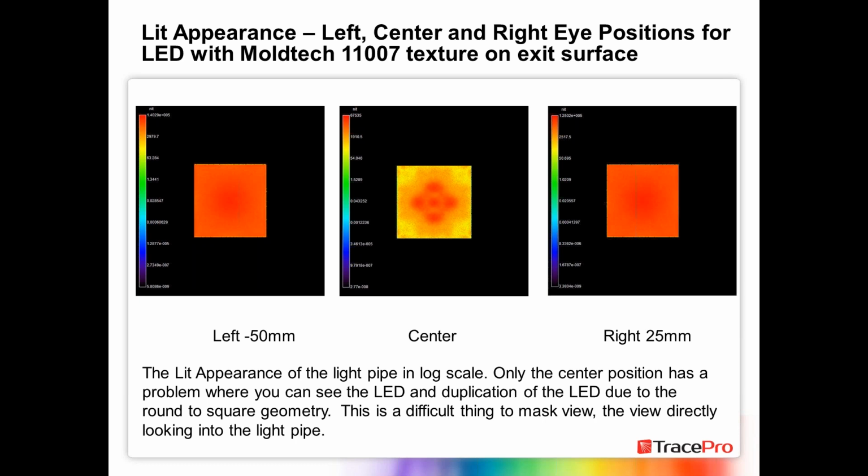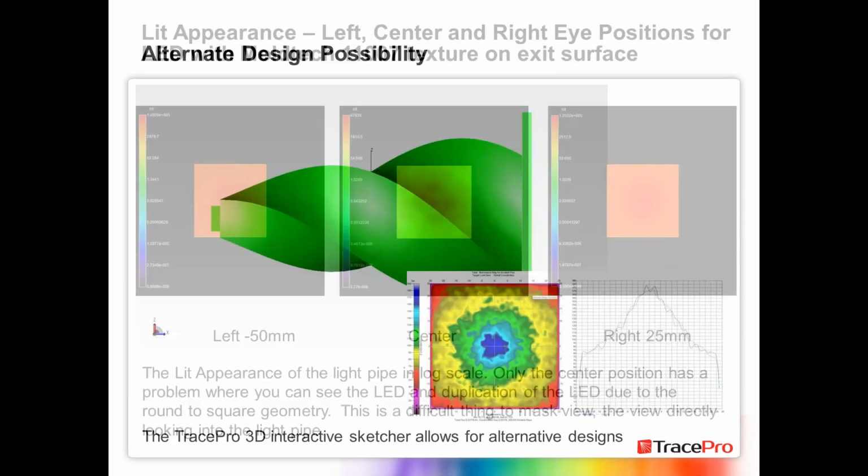On the other hand, it may be I want to look at a very uniform output on the exit surface target. There I've got it. So it's not perfect, but it's really close. It looks a lot better with the Multec texture.